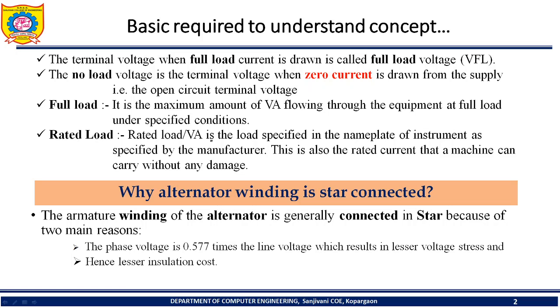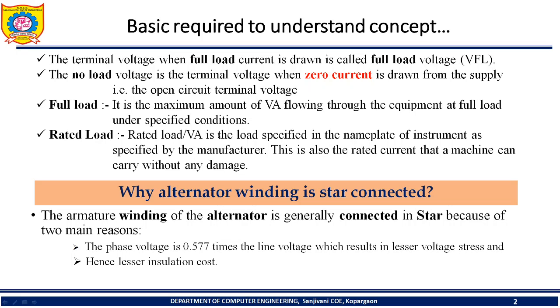So on your machine there is a nameplate available. On that nameplate the voltage is given, current is given, and so many other parameters are given. So there it is marked, there is a rated load. And this is also the rated current that the machine can carry without any damage. You can find it on your nameplate.